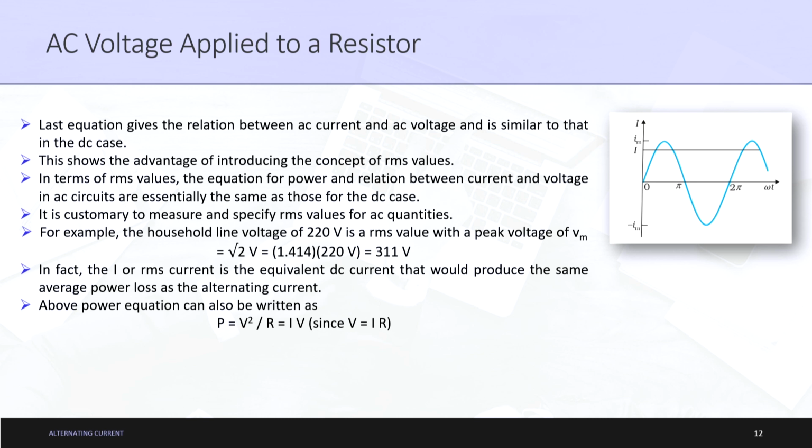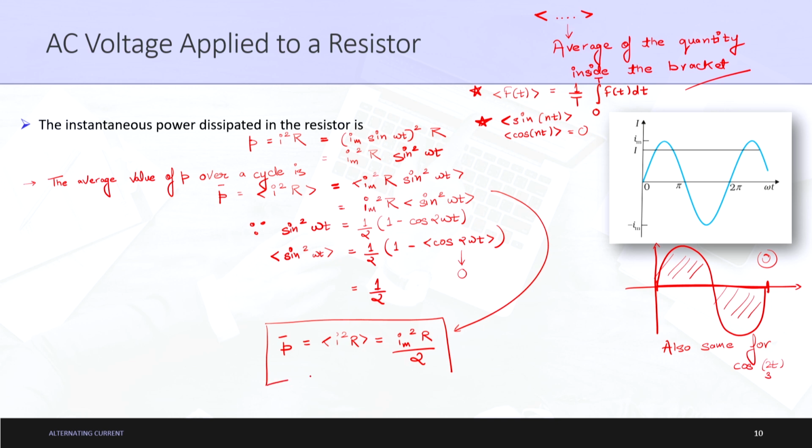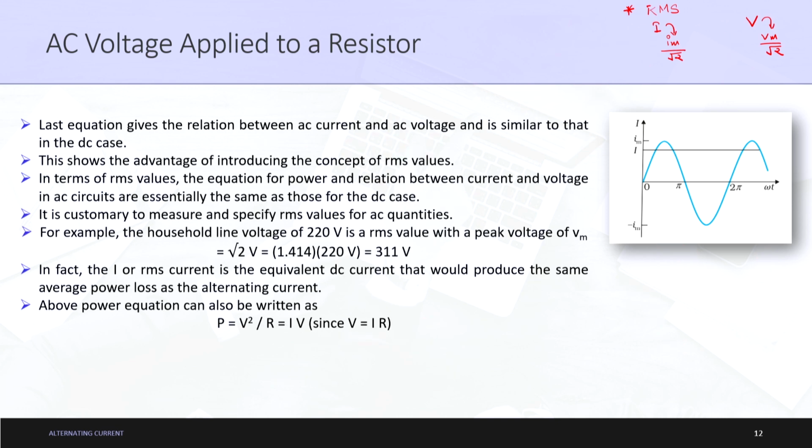Finally, we obtained a new concept called RMS, root mean square. We understood current and voltage: capital I is nothing but Im by root 2, and capital V is nothing but Vm by root 2. This is valid only for AC voltage applied to a resistor. One more thing: the average power value came out to be Im square R by 2. Let us start the further discussions then.